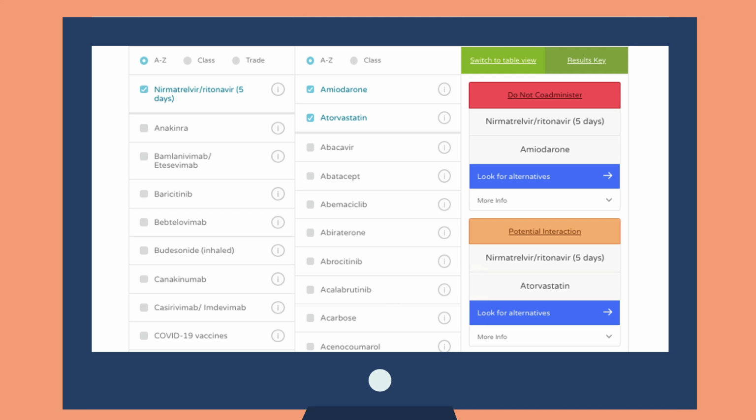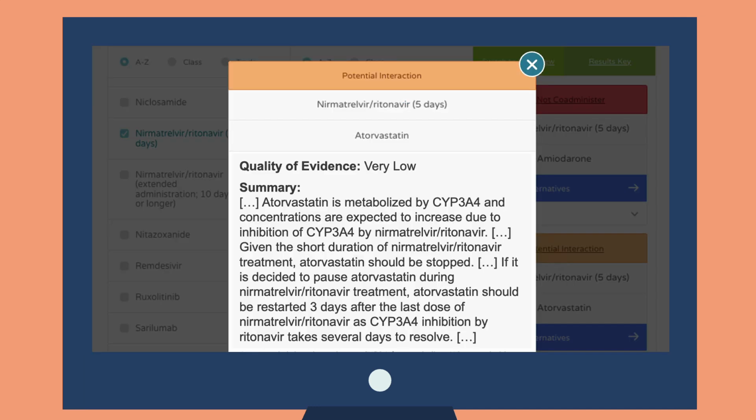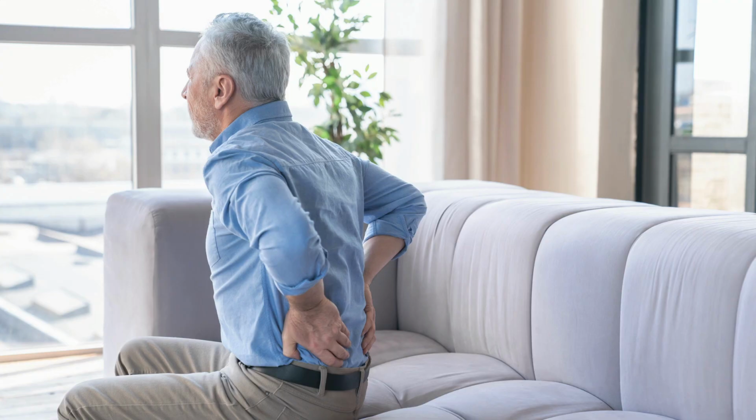That brings me to atorvastatin. Remember it said there was a potential interaction? Let's click on this to see the guidance. Atorvastatin concentrations are expected to increase, so atorvastatin should be temporarily stopped during treatment, then restarted 3 days after the last dose of nirmatrelvir-ritonavir. The risk here is rhabdomyolysis, which is the breakdown of muscle cells, because of increased exposure.